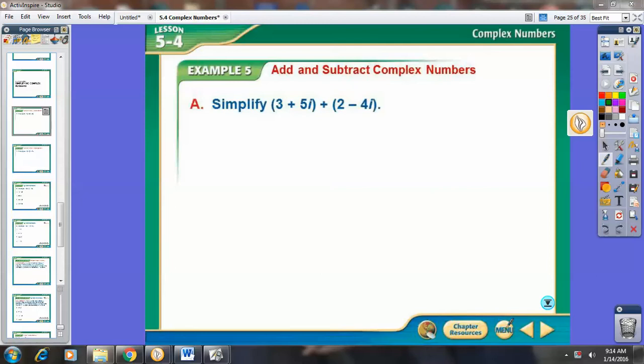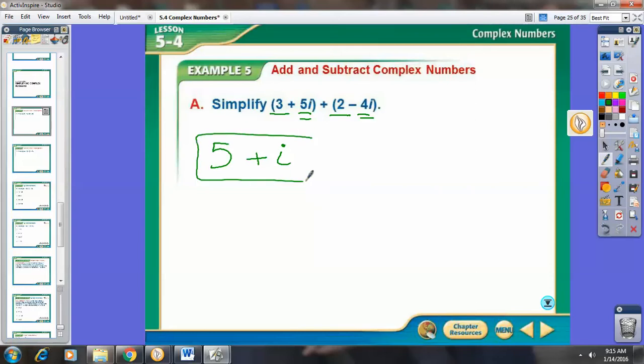So this is a problem where we are adding our expressions. How do I know that I'm adding as opposed to multiplying? There's an addition sign. But you would be surprised the number of students that would want to FOIL this. We are adding, so just add your like terms. 3 plus 2 is 5. 5i minus 4i is 1i, or just i. Remember, i is just an imaginary number, a complex number. i squared, though, is negative 1; we can replace it with negative 1. But this answer is just 5 plus i.